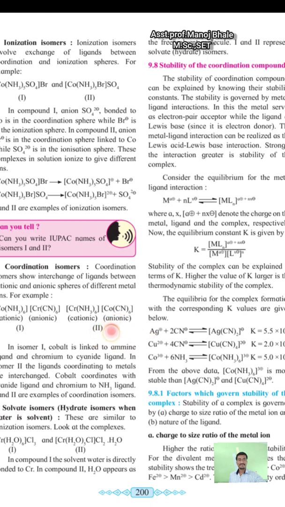Next one, solvent isomerism. Solvent isomerism also has another name, that is hydrate isomer, and this hydrate isomer also has another name, that is solvent isomer.